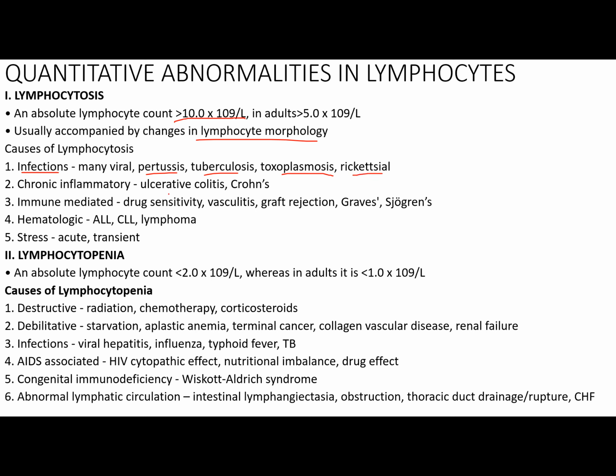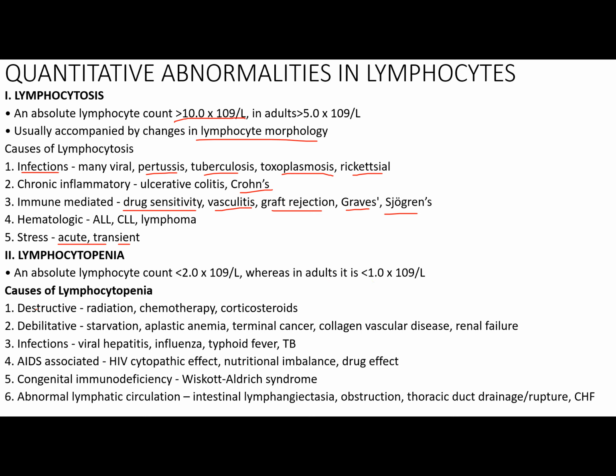Chronic inflammatory, seen in ulcerative colitis and Crohn's disease. Immune-mediated, drug sensitivity, vasculitis, graft rejection, Graves' disease, and Sjogren's syndrome. Hematologic is acute lymphoid leukemia, chronic lymphoid leukemia, and lymphoma. Stress, acute and transient. Then we have your lymphocytopenia. This is an absolute lymphocyte count of less than 2 times 10 raised to the 9 per liter in children, whereas in adults it is less than 1 times 10 raised to the 9 per liter.